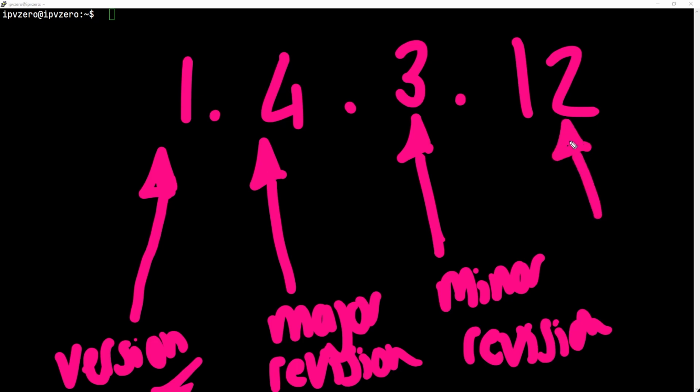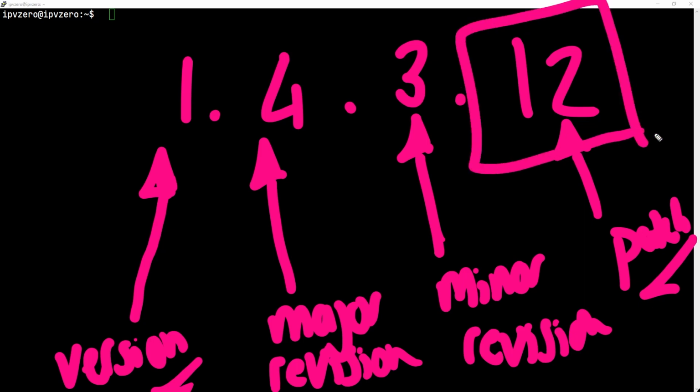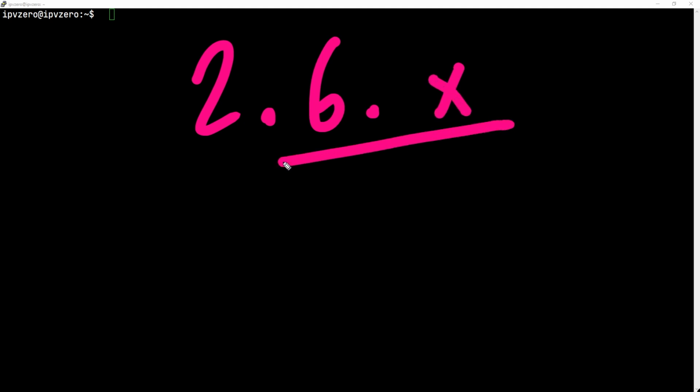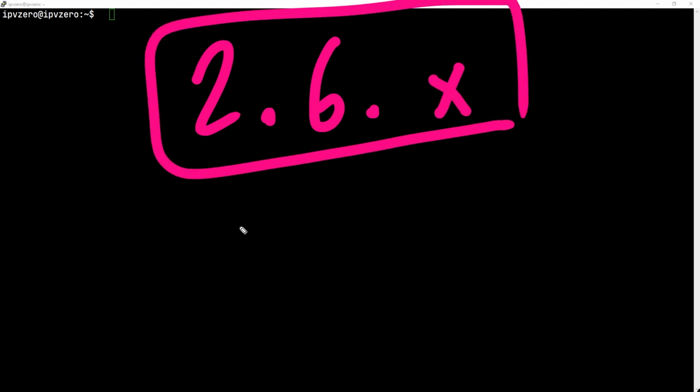And the last number right here, this would be for patch management, i.e. if we had some type of security patch that we had to fix, we could ultimately update the kernel with the latest patch, and we would denote that in this part right here. So we have the version, the major revision, the minor revision, as well as the patch number. Now eventually we worked up to kernel 2.6, and then we had some minor releases after that, like say 2.61, 2.62, you get the drift.